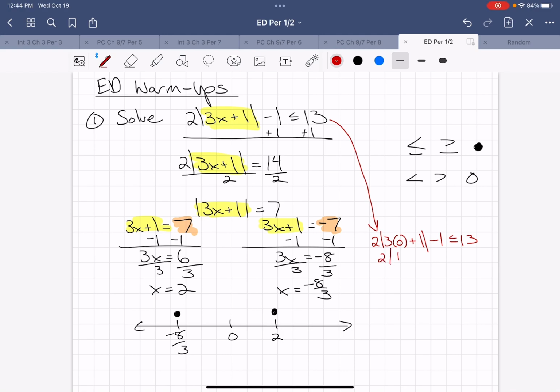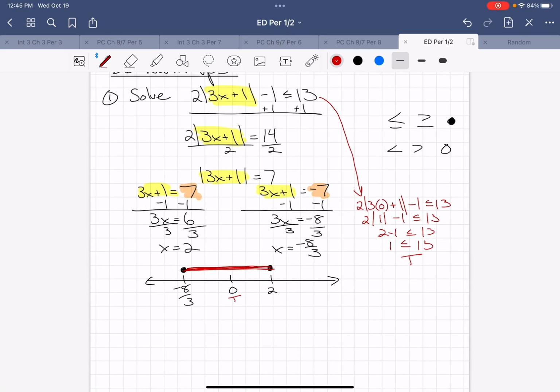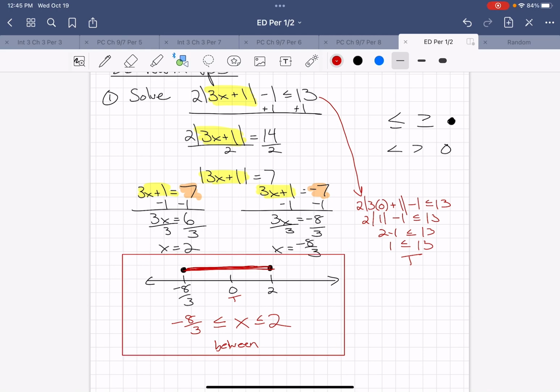Simplify. This is 2 minus 1. I get 1 is less than or equal to 13. Remember, the alligator mouth is supposed to be eating the bigger number. It is eating the bigger number. I tested 0, and that's true, so I'm going to connect the dots. This is an in-between answer. The in-between answers get answered like this: -8/3 less than or equal to x less than or equal to 2. This is how you easily say between mathematically. This whole thing is the final solution. Pause the video if you need to. I'm moving on.